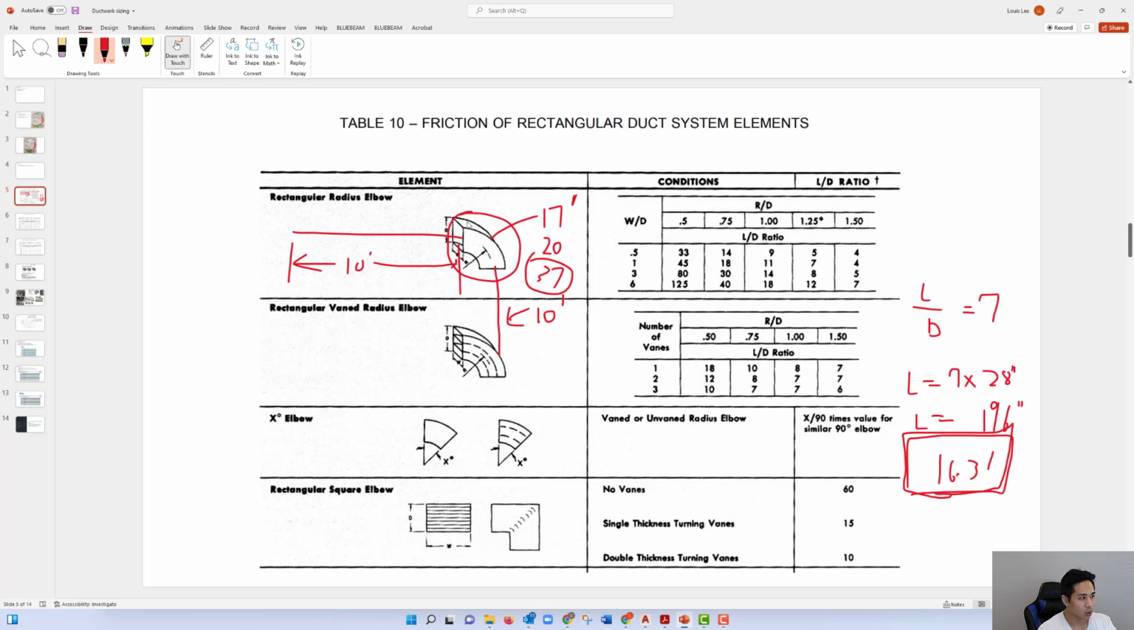So when you apply the total friction loss, it's going to be the 0.08 inches of water column per 100 feet of duct. You multiply that by the 37 feet, and that's going to give you a total of 0.03 inches of pressure loss in this case.